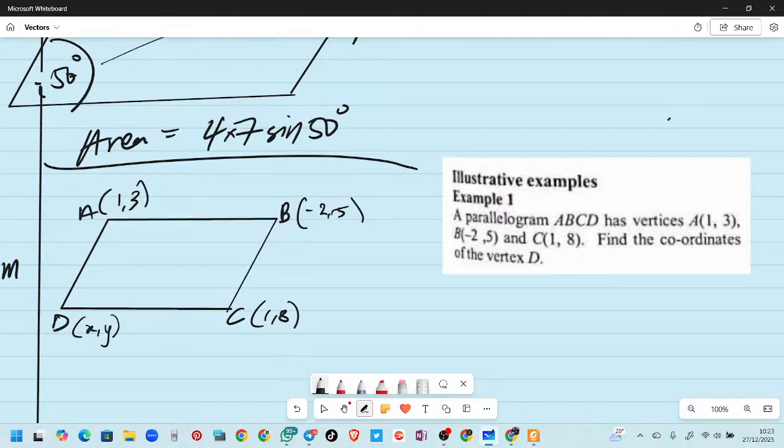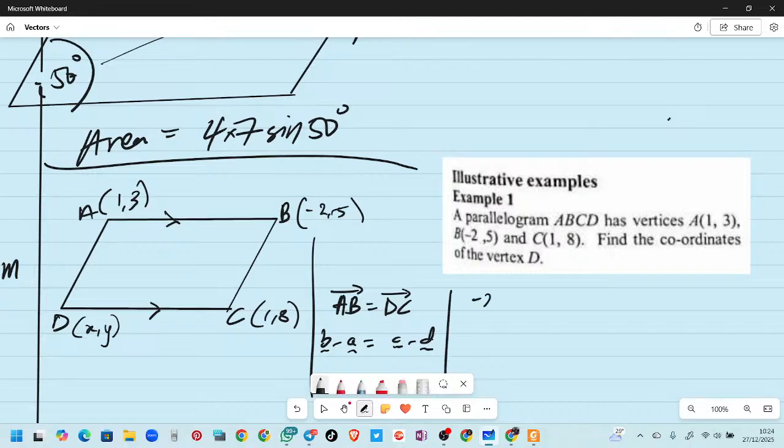This one is very easy. You know that from parallelogram, AB is the same as what? DC. Mind you, of the direction, it's AB, same as DC. So B minus A equals C minus D, new minus old, new minus old. So B is negative 2, 5 minus A, 1, 3 equals C minus D. We know A. We know C, 1, 8. But we don't know D.